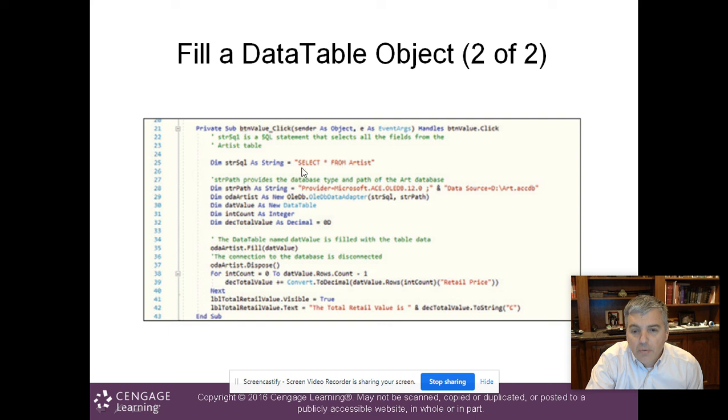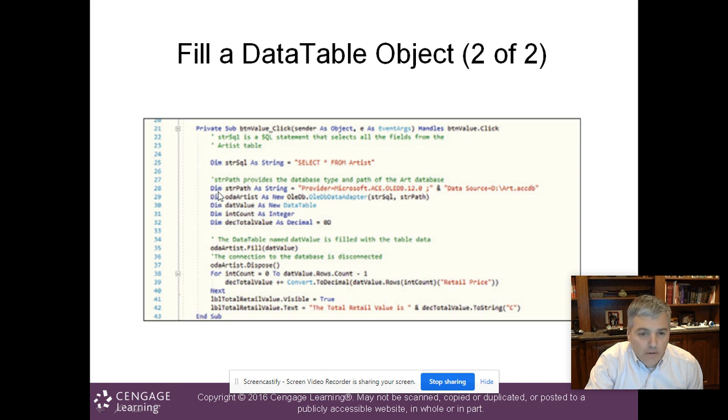So we declare a variable for our SQL string. So this is a string. This is a SQL we're going to write to select all the records from our artist table. And like I said before, you will go through a SQL class, so you're familiar with what select star from artist means.